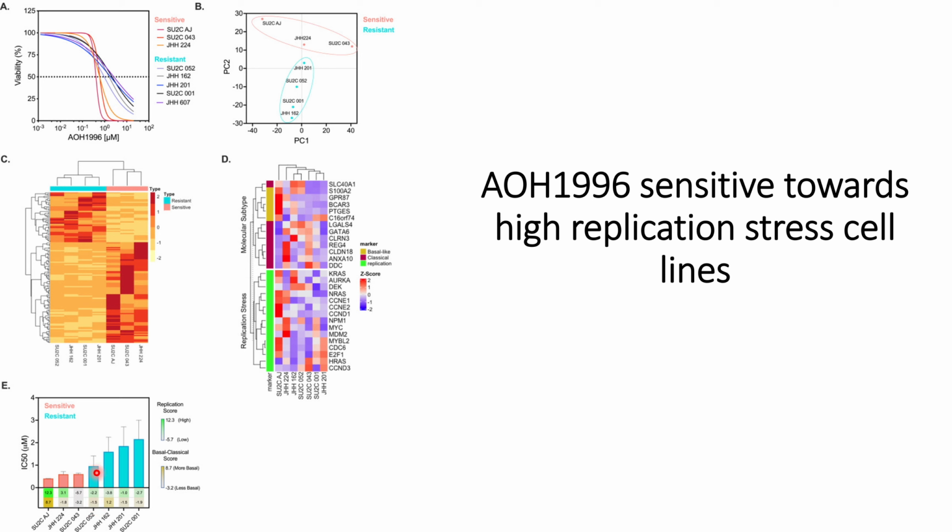Basically they do not draw any concrete conclusions from these results, but the results are more inclined towards the case where, if the cell lines have replication stress, then they are more prone towards AOH1996 sensitivity. But if they do not have replication stress, then they might or might not be sensitive towards AOH1996. So I hope you understood their approach, their main goals, and what they finally found out. If you want to understand more about their experiments in detail, you can go through the reference that has been provided in the description.